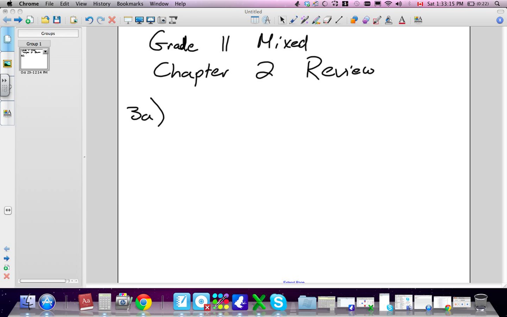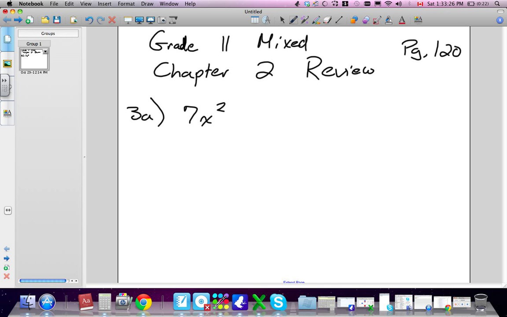Grade 11 Mixed, Chapter 2 review. We're doing question 3A. What page is this? 120. Okay. So first question says 7x squared minus 14x. Determine the missing factor. So they've already given us part of the answer.